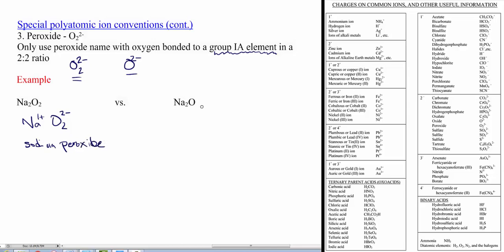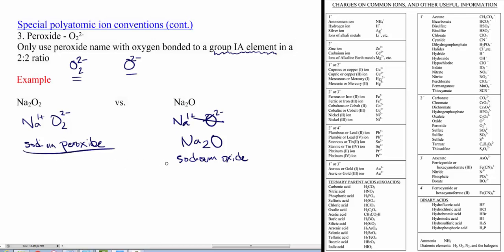Now that's in contrast to the species Na2O. To make the species Na2O, I would have combined together a sodium ion with a +1 charge with an oxide ion with a -2 charge, and crisscrossing this time gives me the formula Na2 and then just O1. So again, this is a monoatomic ion, therefore the name of this species would be sodium oxide.